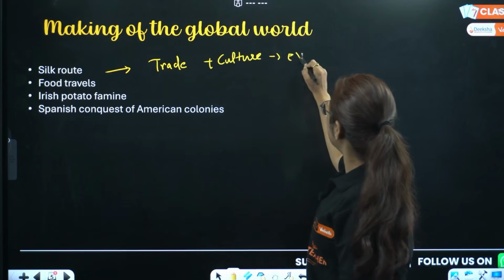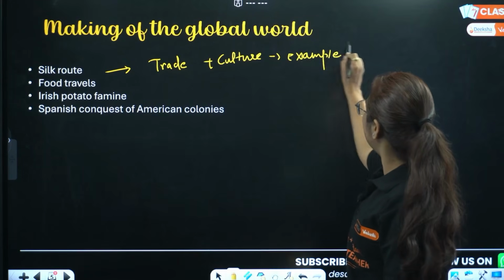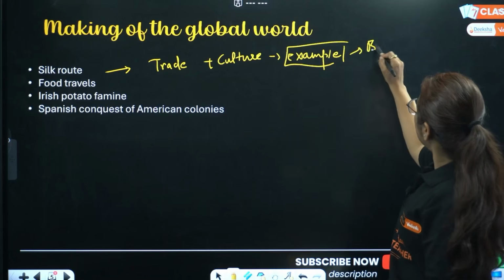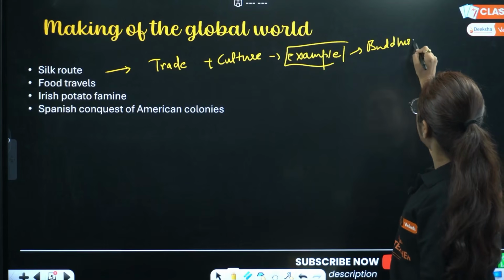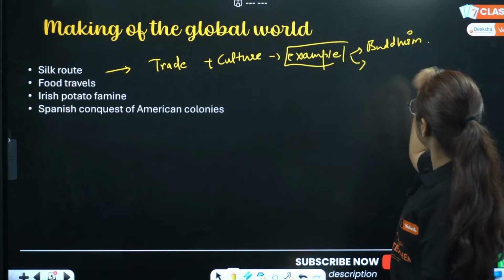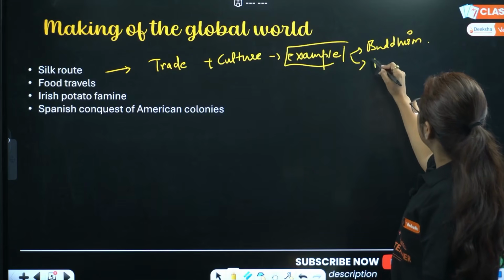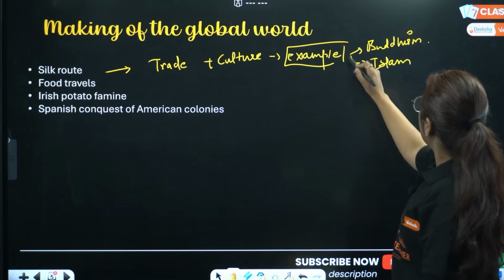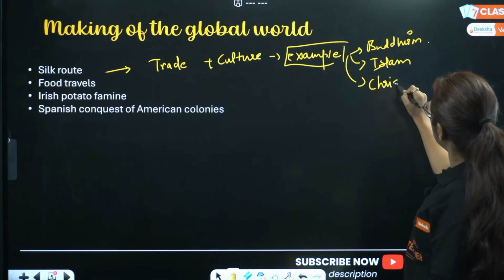What are you going to write as examples, students? Remember, fast, quickly. So, we are going to write the examples, that is Buddhism, that from India reached the rest of the world. Then Islam, okay. And the third one is Christianity.